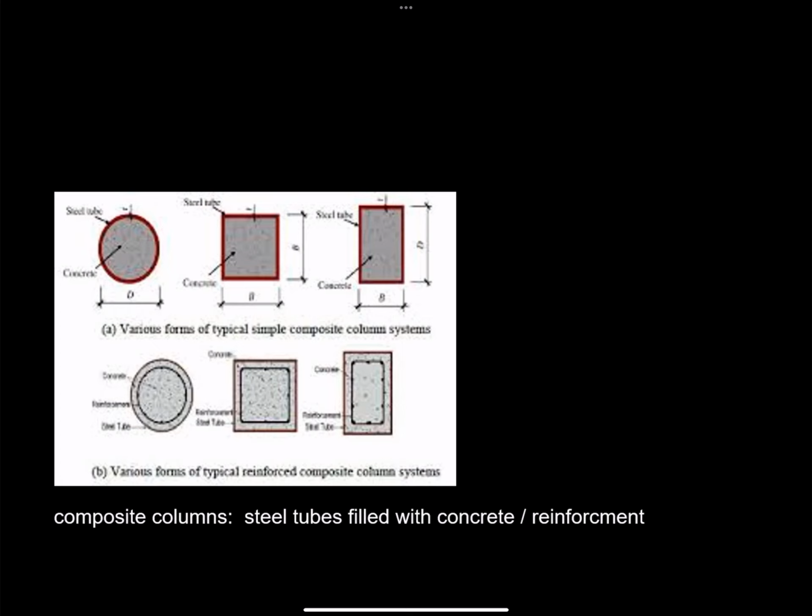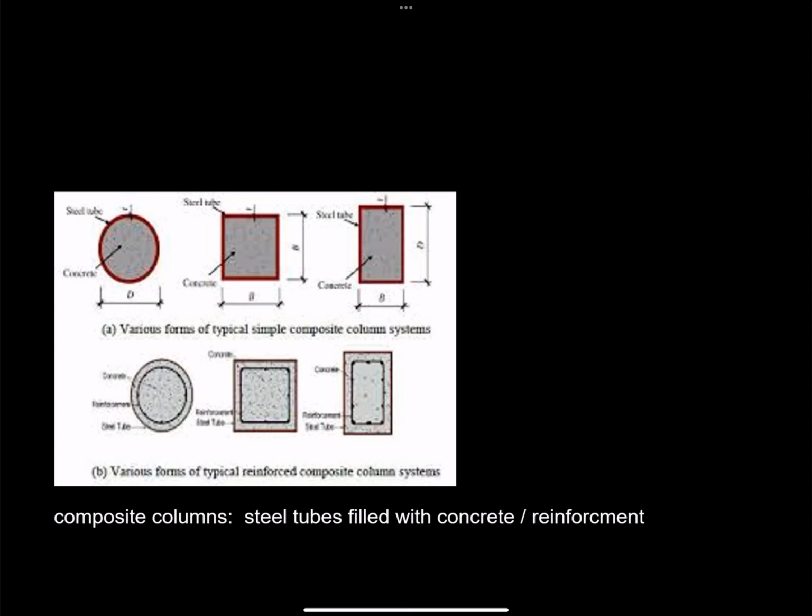So in these drawings, I apologize that they're a bit fuzzy, but they were the best I could find. The red lines represent steel tubes, either circular or square or rectangular, that have been filled then with concrete. If we want even heavier duty structural performance, we can put rebar inside the steel tubes and fill them with concrete.